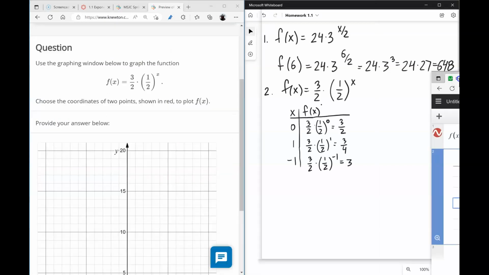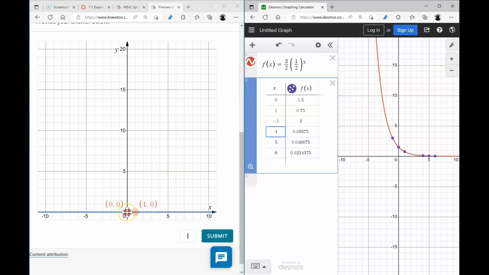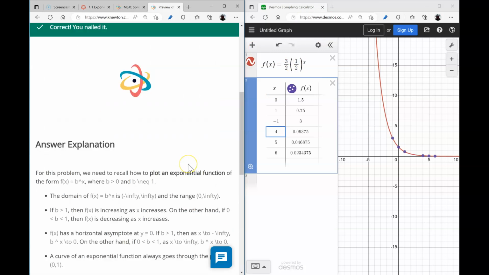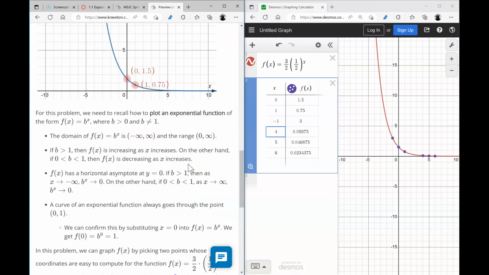So now when it's time for us to answer this question, we just need to pick 2 points, and it doesn't matter which we pick. So let's go with (0, 1.5) and (1, 0.75). So 0.75 will actually be below. This is clearly a decreasing function because the base of the exponential expression is less than 1. And we got the right answer.